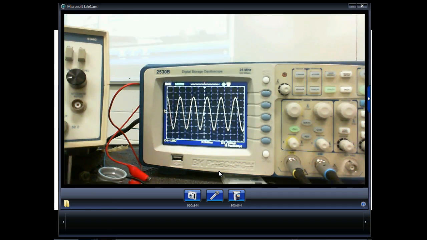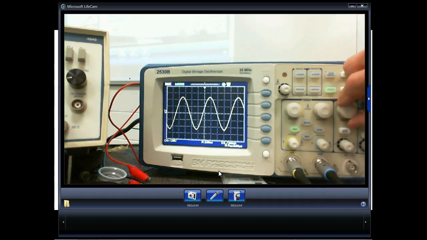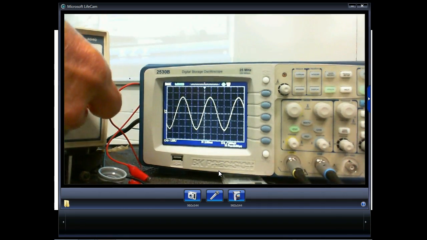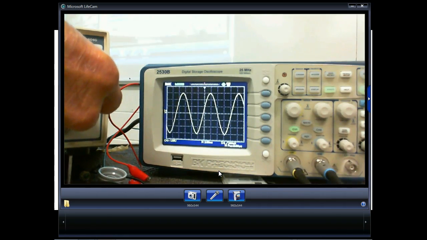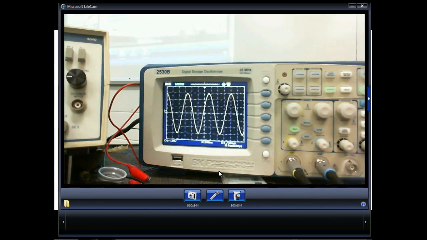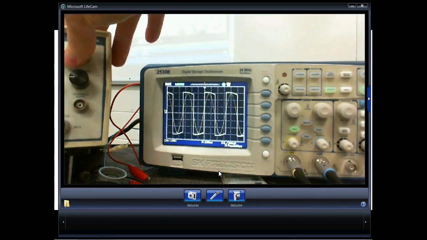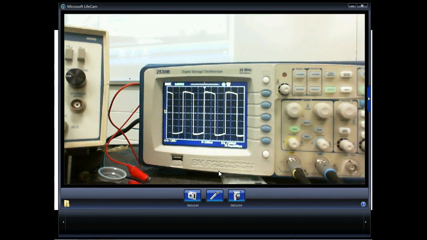So if I was to take this oscilloscope and look at that power plug out there, this is what it would show. So what I can do here is I can change the amplitude real easy if I want to. And then I can change something called the frequency. This is AC.